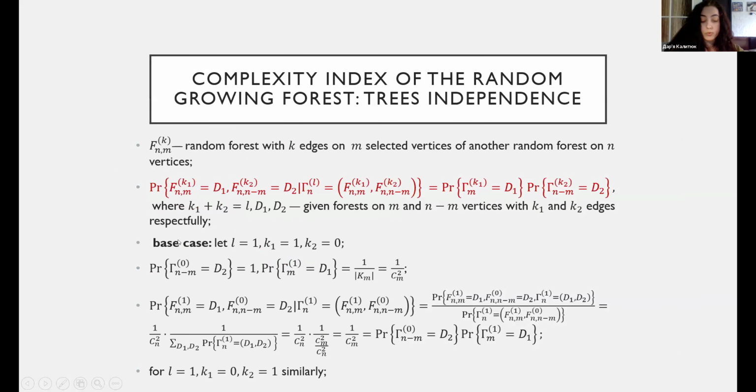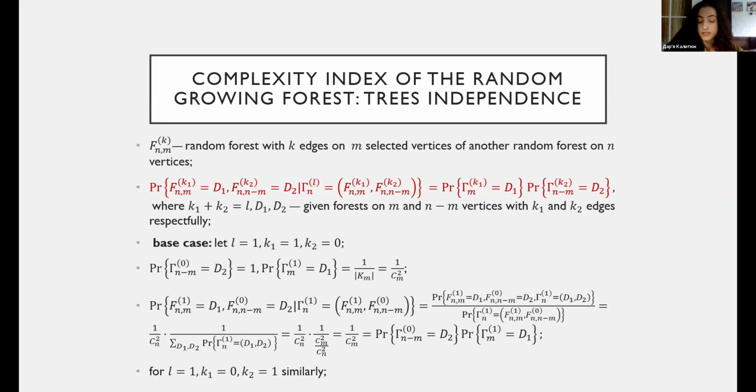The next question we will consider is how the complexity of a tree depends on the complexity of the connectivity components of the forest from which it grows. It turned out that forests formed on disjoint subsets of the set of vertices of a random forest are independent. Formally, it can be written the next way. Let's now describe this formula.